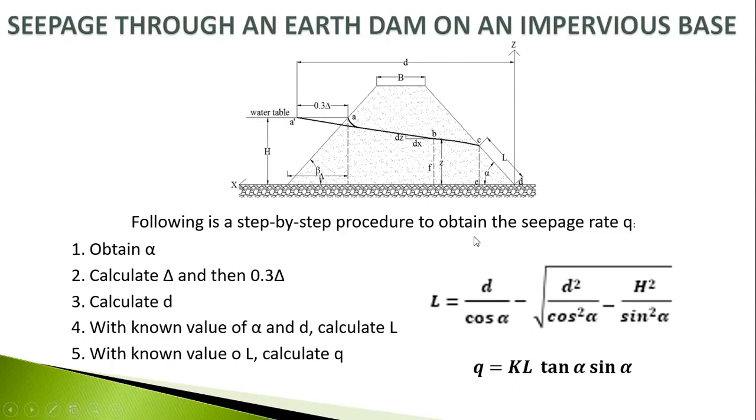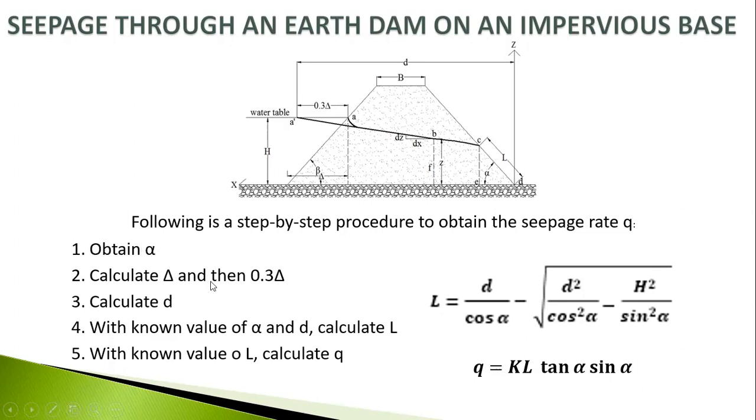So how much seepage will we find if we construct a dam? We will find this equation: Q equals K L tan alpha sin alpha. What is L? We have to use these equations to put in the value of L. What is d? d is this average width. Now for cos alpha, we have to find alpha.